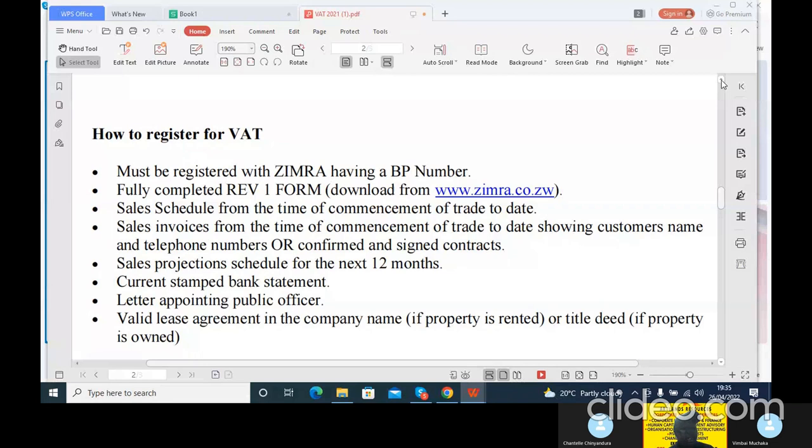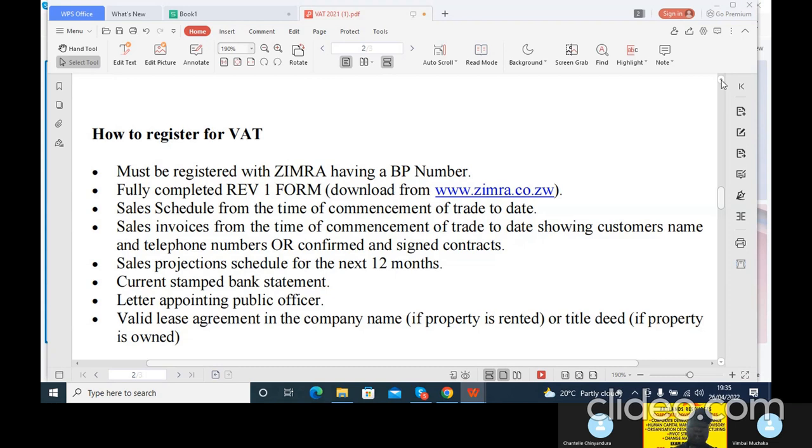Because as soon as you start a business, you must register with Zimra and you will be given an identification number, which is called a business partner number. On commencement, within 2 weeks of commencing a business, you have to register for that. The business partner number does not mean you have registered for VAT. It only means that you are in Zimra's books. Your name now has a unique identification number.